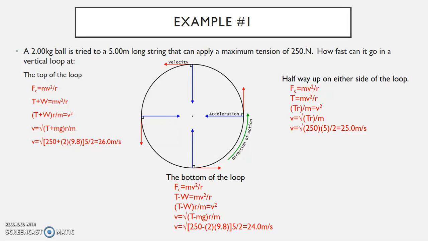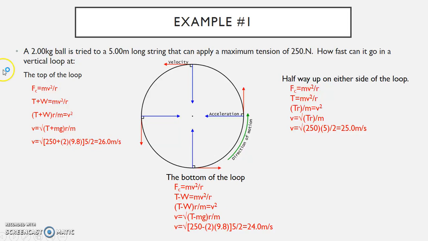We can do the same for the bottom of the loop. Oh, I'm sorry, I was thinking that was the side of the loop, so I thought I made a mistake. So again, the top of the loop, look at the difference in the equation. We have the tension plus the weight because of the mass and the gravity at the top of the loop compared to the bottom of the loop. The tension minus the weight, or the mass, so that's going to be mass times gravity.